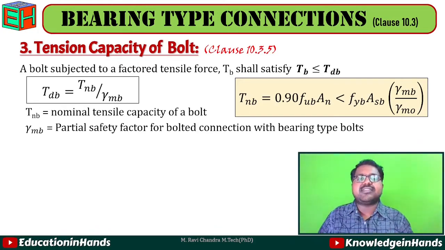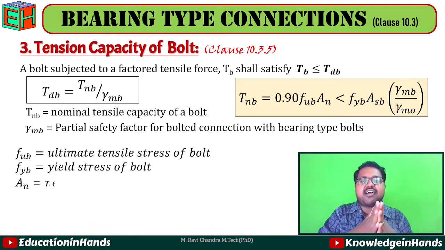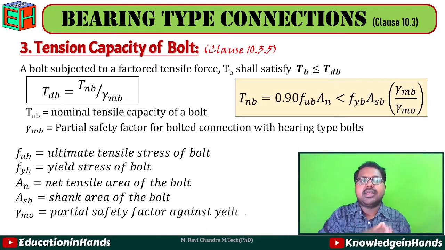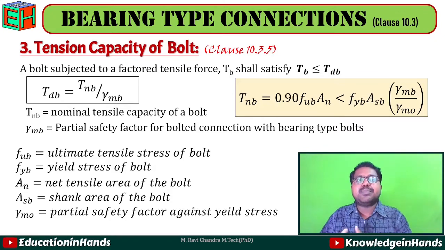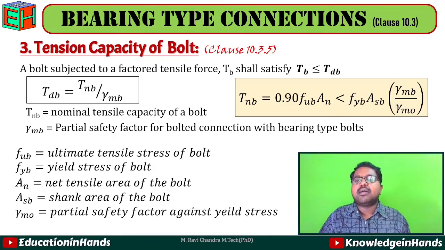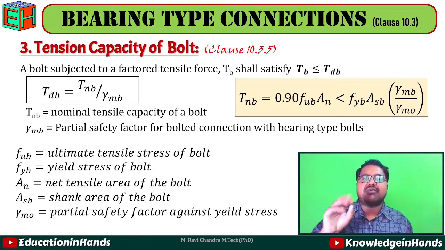Here, in the notation, FUB is the ultimate tensile stress of the bolt, FYB is the yield stress of the bolt, AN is the net tensile area of the bolt, and ASB is the shank area of the bolt. Then gamma M0, which we are using here, is the partial safety factor against yield stress. This is for tension capacity of the bolt.